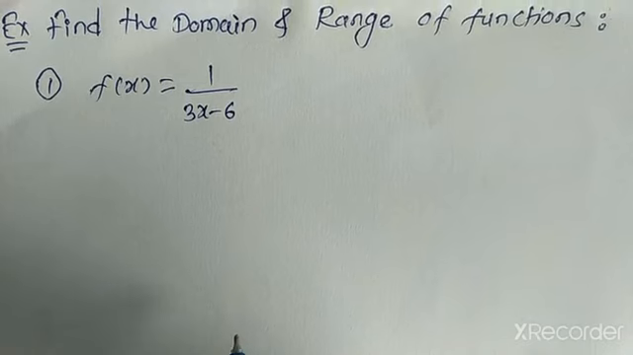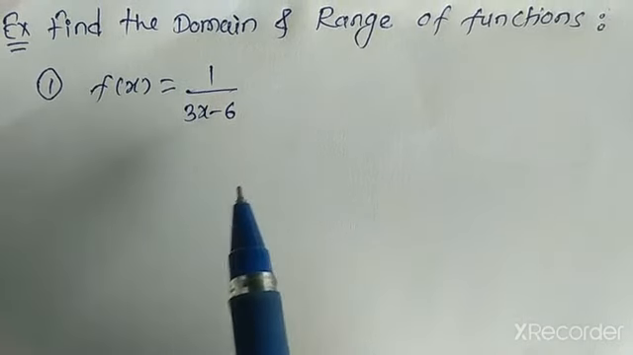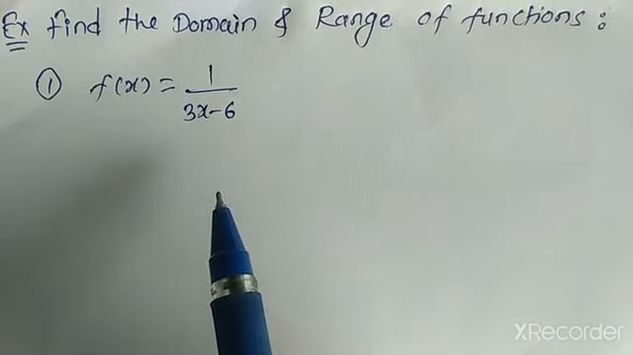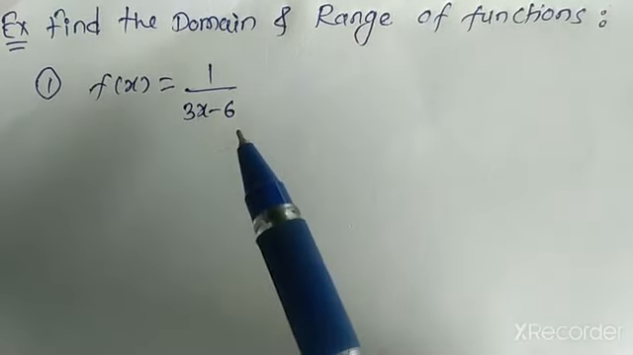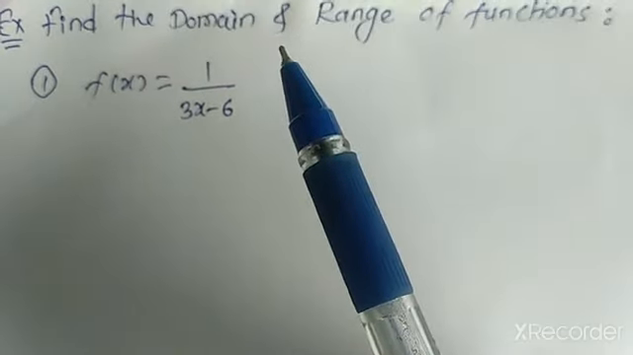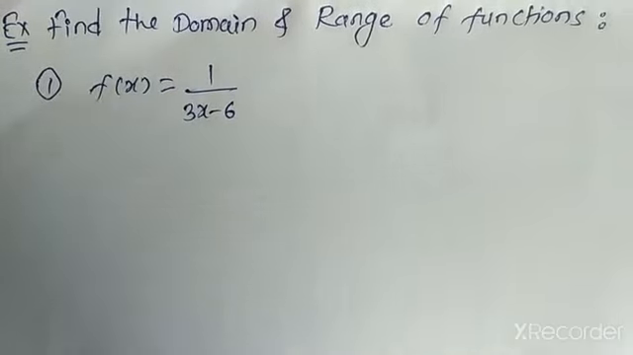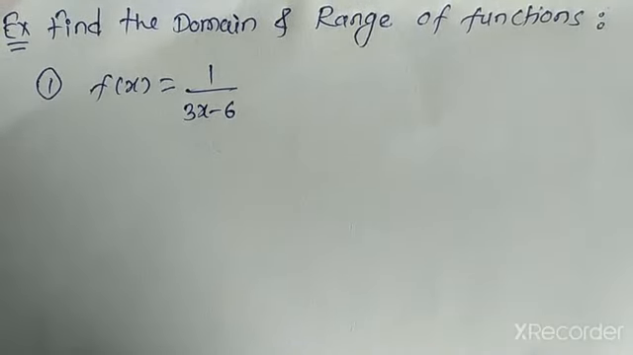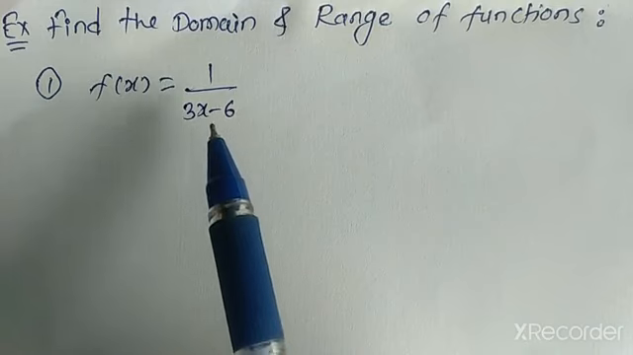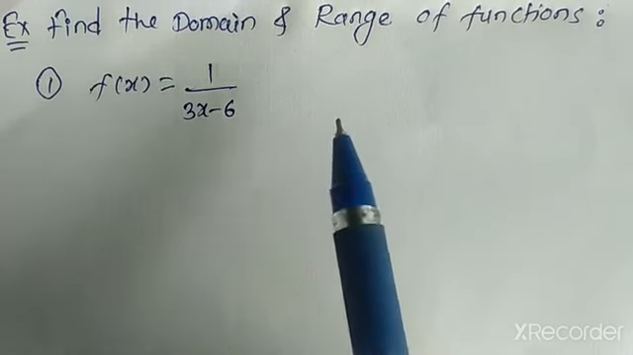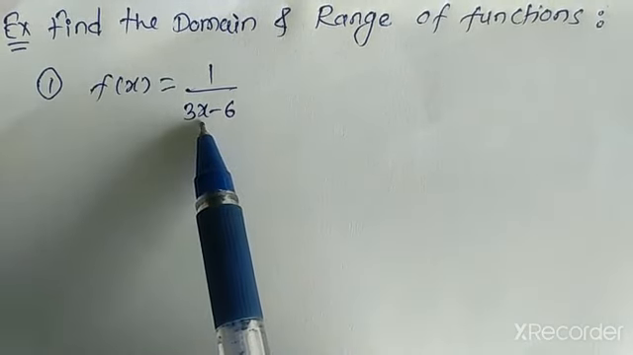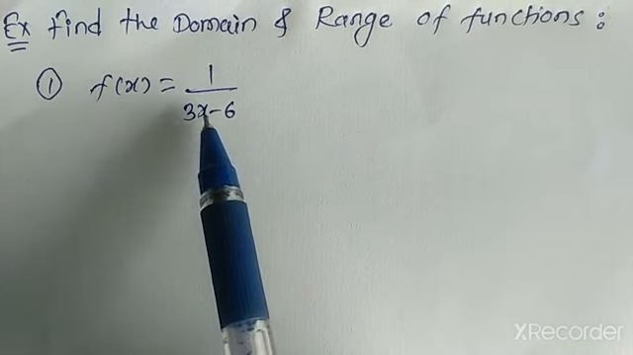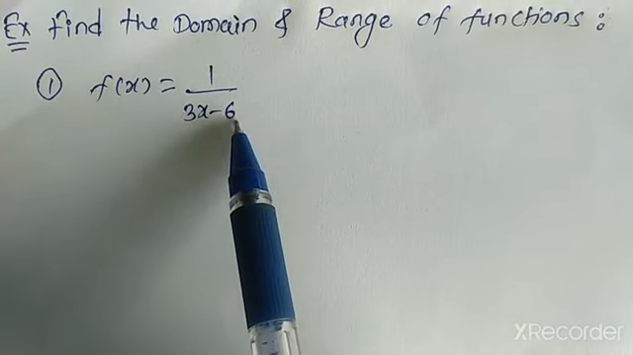Now, to first find the domain of the function, it is all about real numbers. Here our domain and codomain should be real numbers only. Okay, we are getting examples related to real numbers. That is, we have to check whether the given function is real for any value of x. Now here the function is 1 upon 3x minus 6.